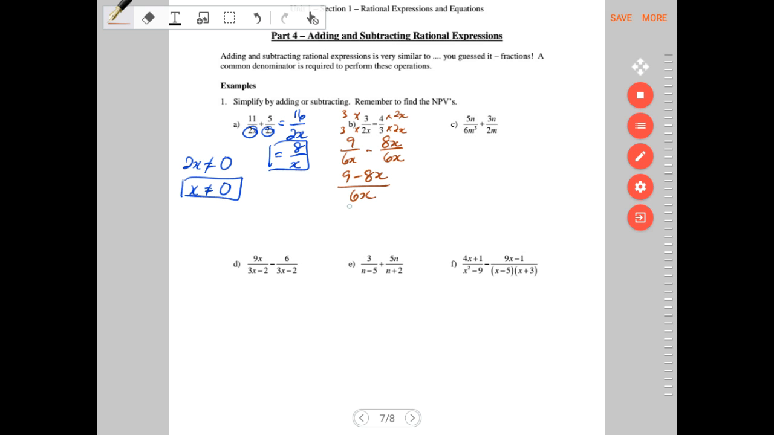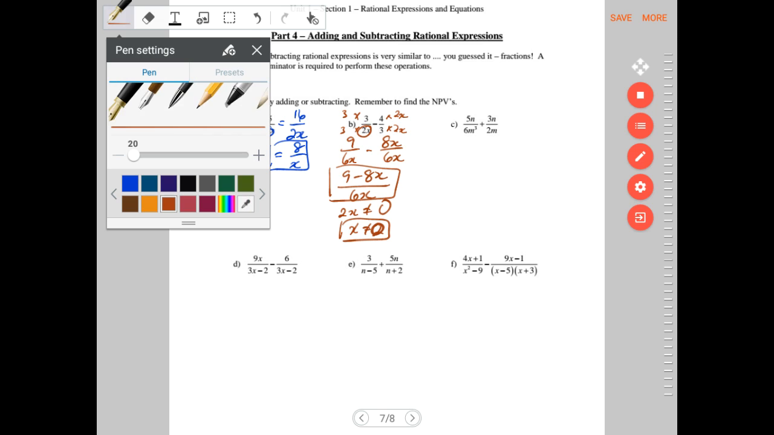Let's find NPVs. Again, 2x is the only thing in the denominator that has a letter in it. So I set 2x not equal to 0 and divide by 2 for both sides. Whoops. So x cannot be 0, and that's my simplified rational expression. Okay, let's go with pink.